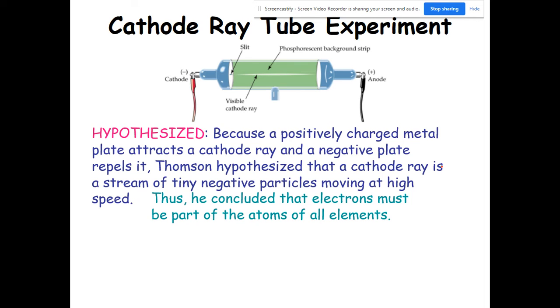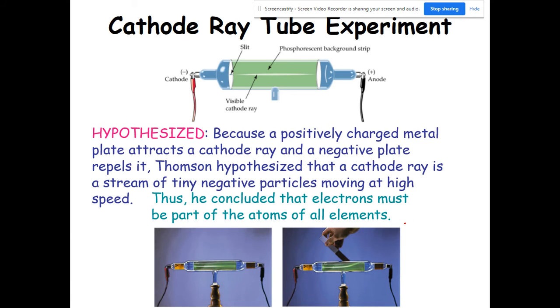So he concluded that all electrons must be part of the atoms of all elements and that they have a negative charge. So this is the example of the cathode ray tube where we can see here, we have the ray of cathode rays and it's getting pulled up here towards the positive charge. So then we know that that is a negatively charged particle.